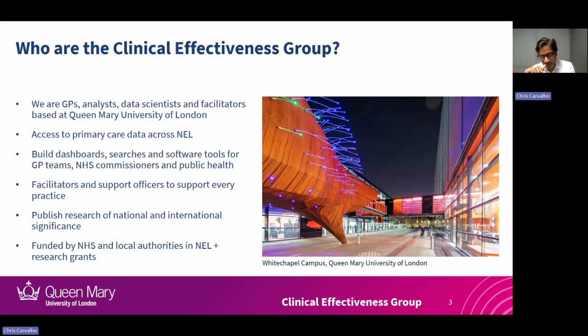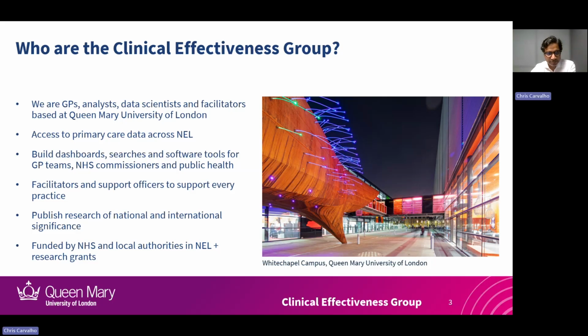So hopefully you're familiar with CEG, the Clinical Effectiveness Group. We've been around for about 25 years. We're a group of GPs, analysts, data scientists, and facilitators based at Queen Mary, and we have access to all of the primary care data across now. And what we do with that is we build the dashboards, the searches, and the tools to help primary care, to help the GP teams, help the commissioners develop the services, and help inform public health. And with that, it's not just about the data, it's about the facilitation and support we give to practices to help you use those tools and maximize population health improvements.